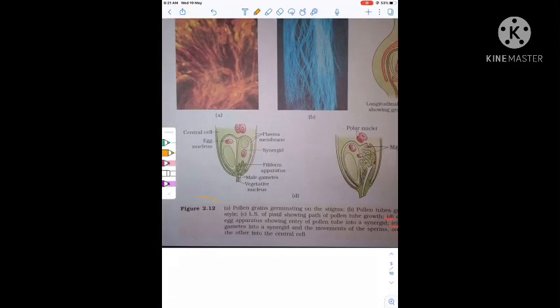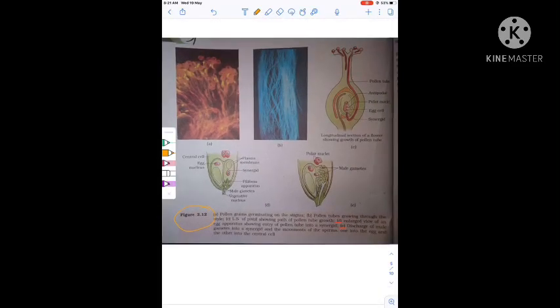Now, in figure 2.12, diagrams A and B are not so important. Diagram C is also not so important. But diagram D and diagram E are important. Look how. In diagram D and E, the description is: enlarged view of an egg apparatus showing entry of pollen tube into a synergid. This line, the entry of pollen tube into the synergid, is important. The pollen tube enters the synergid and releases the male gametes.